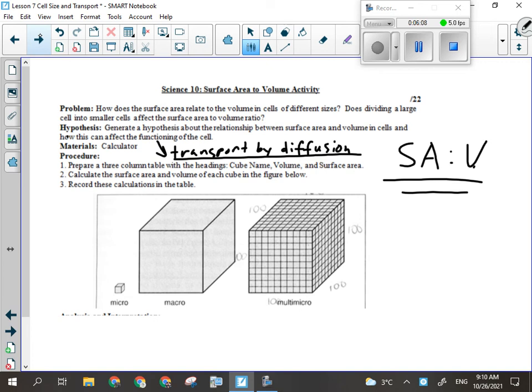All right. So the problem we're investigating: how does the surface area relate to the volume in cells of different sizes? Would dividing a large cell into smaller cells affect the surface area to volume ratio? Okay, let's just think about that from a mathematical standpoint. Here's a really, really big cell. Here's 1,000 little cells in the same space. Would the ratio of surface area to volume be different for these two things?